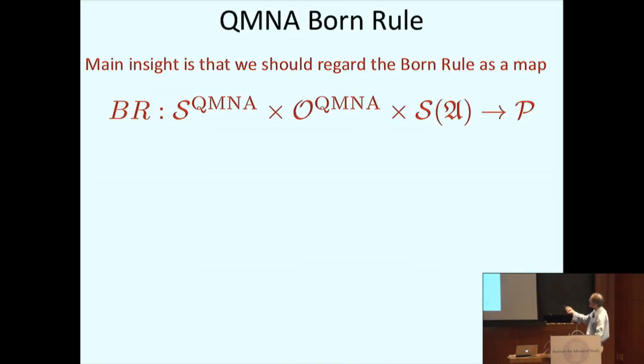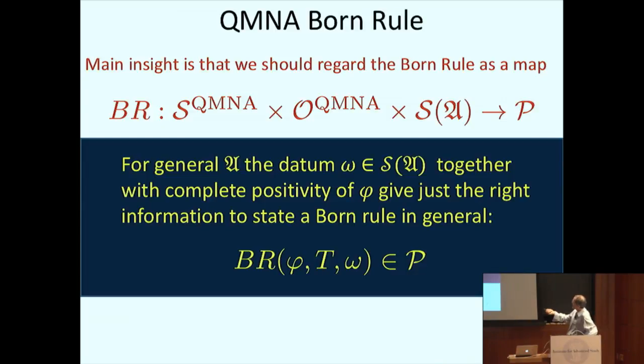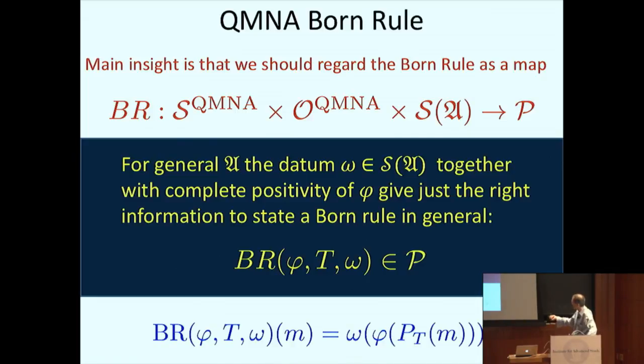And the main insight here is that we should regard the Born rule as a map from states times observables times C-star algebra states on this base algebra A to probability measures. And it turns out that for general A, this extra datum of a state on A, together with the complete positivity of phi, give just the right information to state the Born rule. So roughly speaking, the formula looks like this. You take the projection valued measure of M, you apply the completely positive operator that lands you in A, and then you apply the C-star algebra state omega. But this formula is technically wrong. In order to make the formula technically right, you need complete positivity of phi.